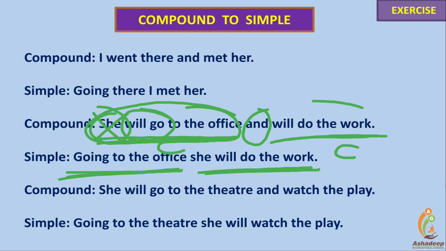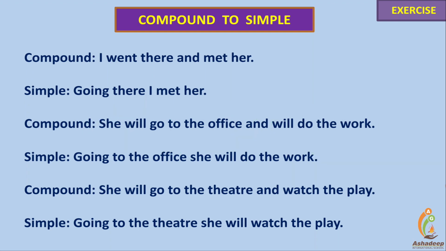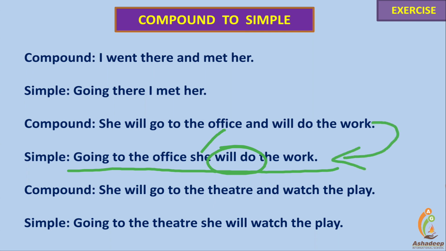The second one remains the same only. She'll do the work. It is as it was, while the first clause has been converted into a phrase. So overall, friends, the whole sentence has only a single subject, she, and finite verb, will do. Going to the office, she'll do the work. This is the way compound sentences are converted into simple ones.